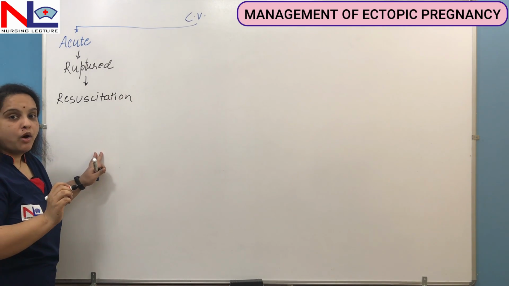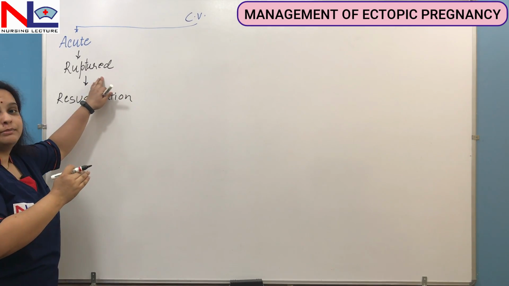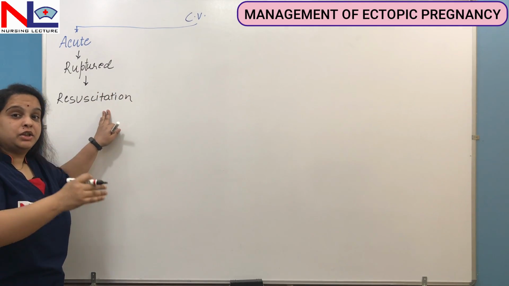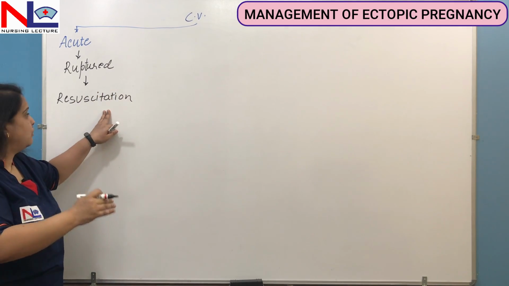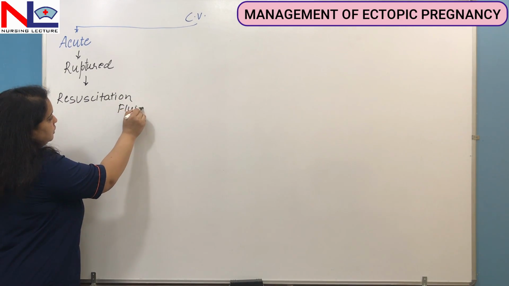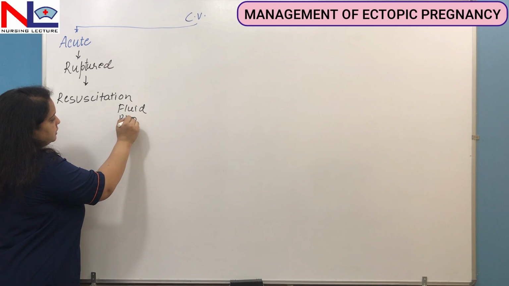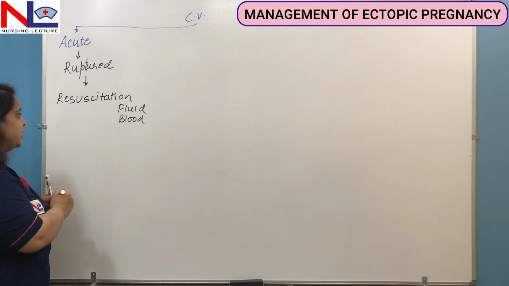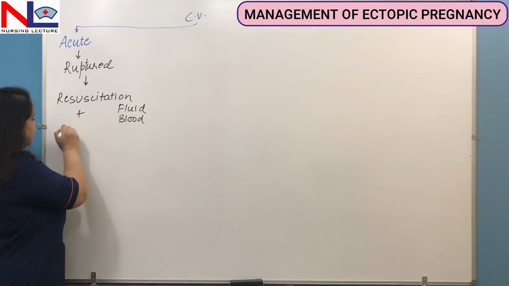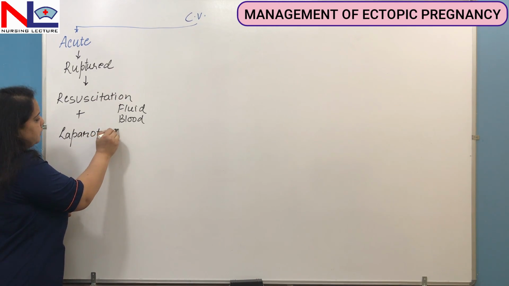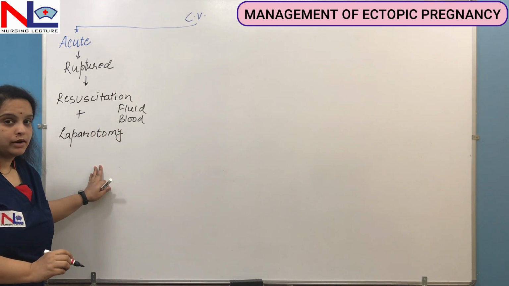Resuscitation is equally important because the woman has already lost much blood. We should perfuse the tissue as well, side by side. So resuscitation with fluid or blood products is equally important along with the surgical management. So resuscitation plus laparotomy, where we incise the abdominal wall.